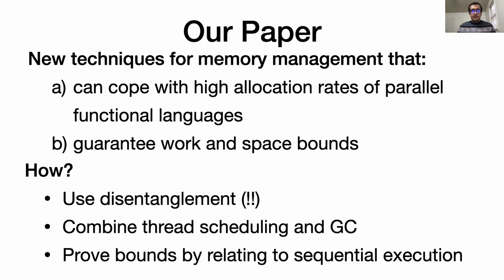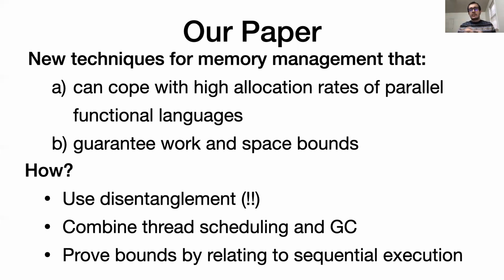So in this work, we present new techniques for memory management that A, can cope with the high allocation rates of functional languages, and B, guarantee work and space bounds. We do all of this by using disentanglement. Disentanglement is the property that concurrently executing threads do not access each other's data. So if a thread is concurrently executing with another, then this thread is not allowed to see or read whatever the other thread has allocated.